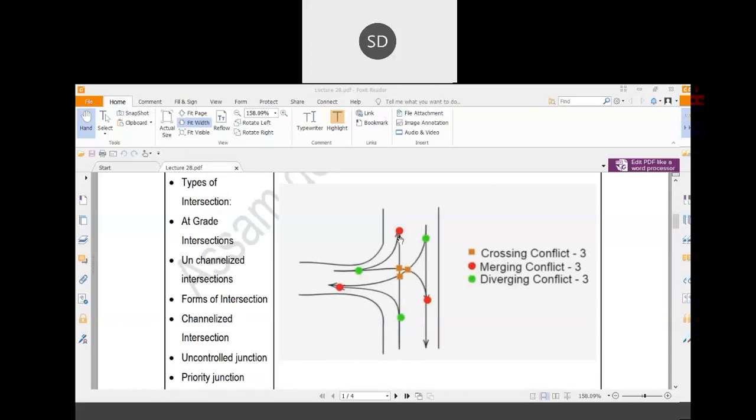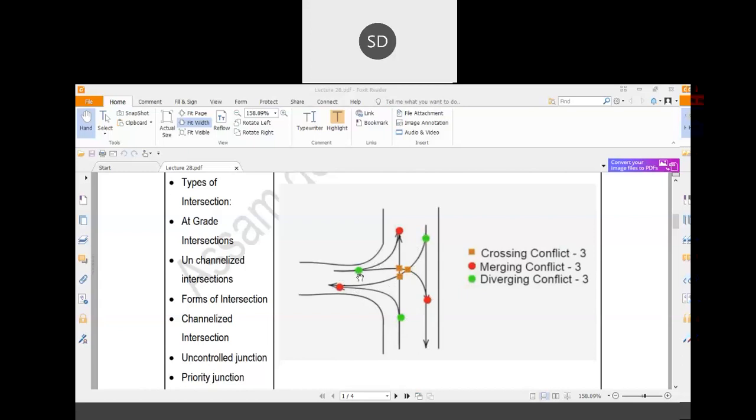Now here, these vehicles are moving in this direction, and this is coming in that direction. Here some left turning vehicles are there, and from here left turning vehicles are there, and from there right turning vehicles are there. So what are the different conflict points? Now see this point here, all these vehicle traffic streams are crossing each other. So these 3 points are basically your crossing conflict points.